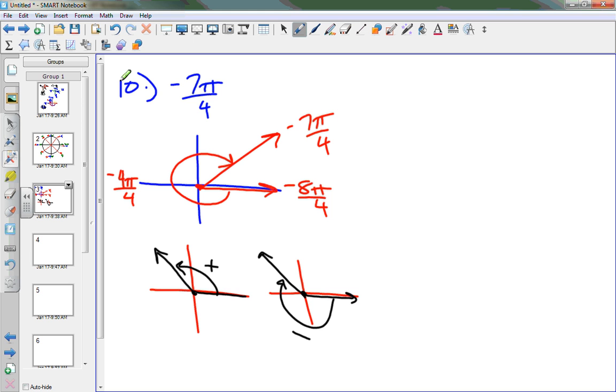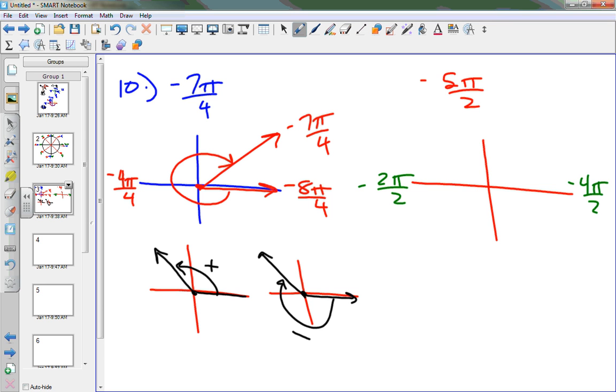Now, the other one was going to be what? Negative 5 pi over 2? Absolutely. Negative 1 pi. Okay. What's pi going to turn into? This is going to turn into negative 2 pi over 2. What's this going to turn into? Negative 4 pi over 2. Huh. That's strange. What does that mean?